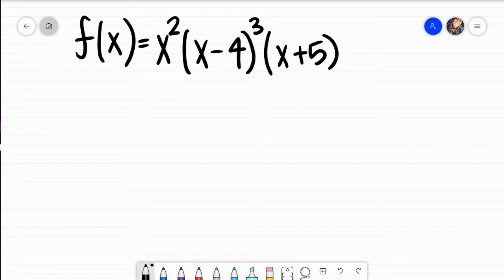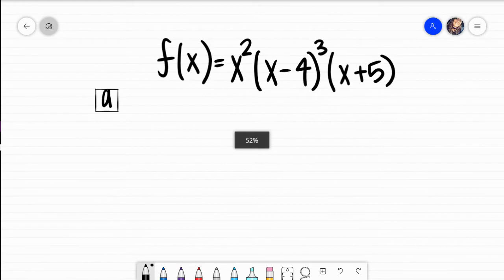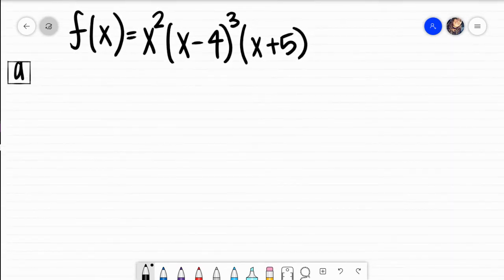There are multiple things that it asks us to find. The first thing that I'm going to find is the end behavior of my graph. Technically that means I want to know if it rises to the left, falls to the right, rises to the right, falls to the left, rises to the right and the left, or falls to the right and the left. That is the leading coefficient test.